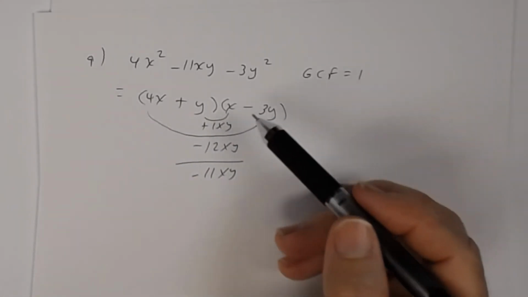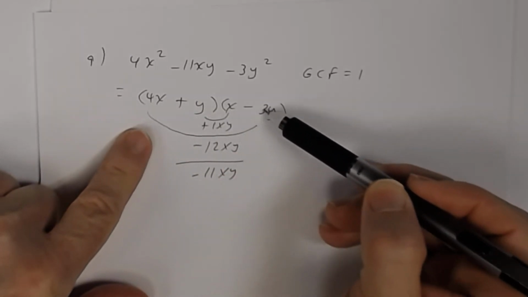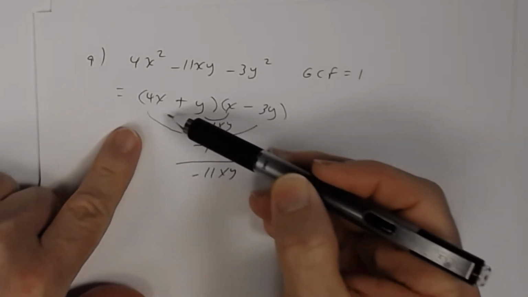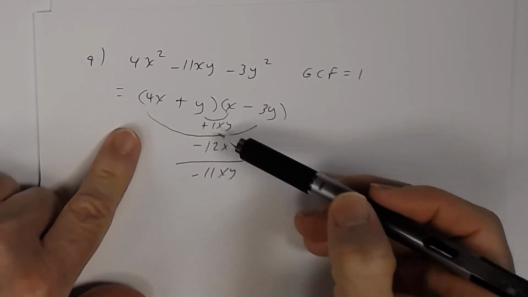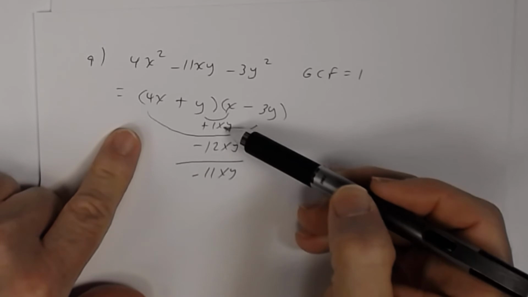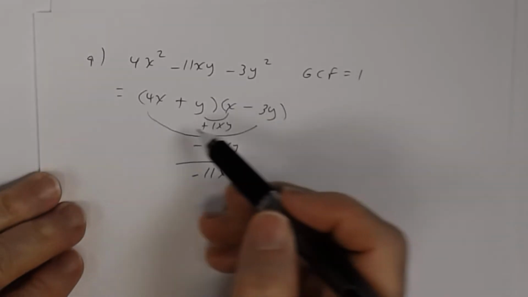All right, let's check it, though, before you go on. 4x times x, 4x squared. A positive y times a negative 3y, negative 3y squared. The outer, 4x times a negative 3y is a negative 12xy. Y times x is a positive 1xy. Add them up, you get negative 11xy, which is what you wanted.